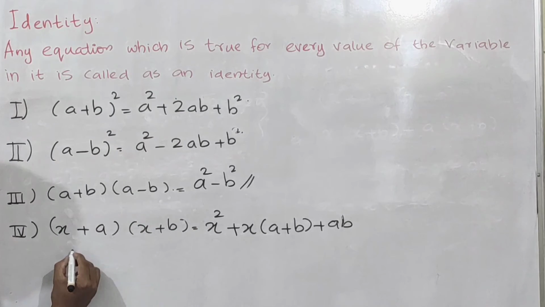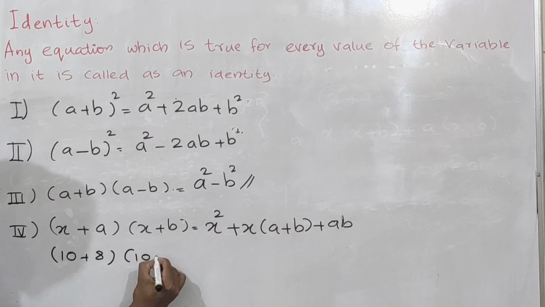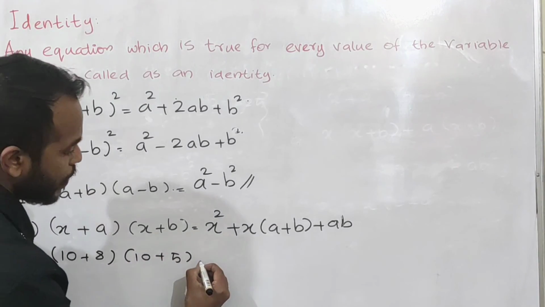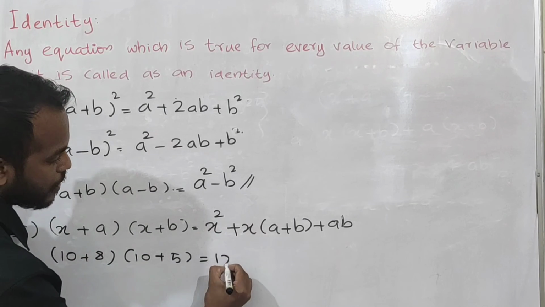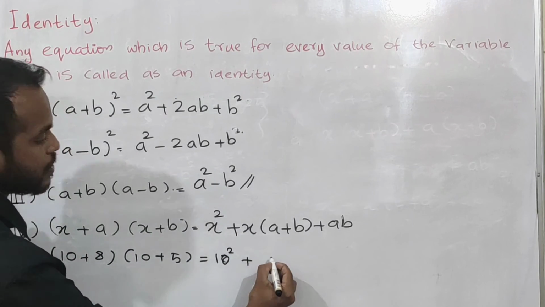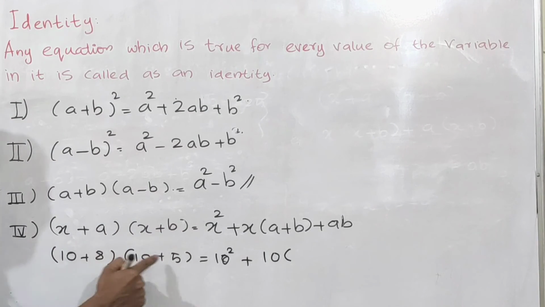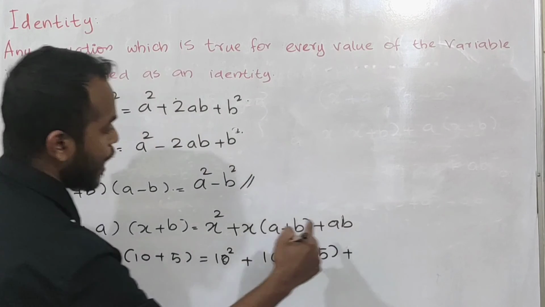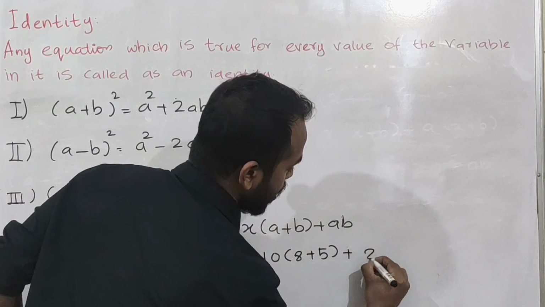For example, you can see 10 plus 8 into 10 plus 5. Question can be asked like this. So we can write this as, what is x here? x is 10. So 10 square plus 10 into, what are the terms a and b? It is 8 and 5. That is 8 plus 5 plus ab. The product of a and b. That is 8 into 5.